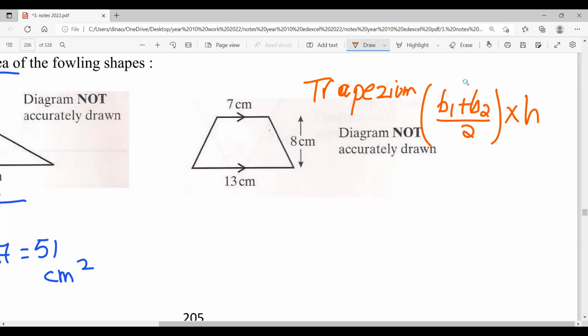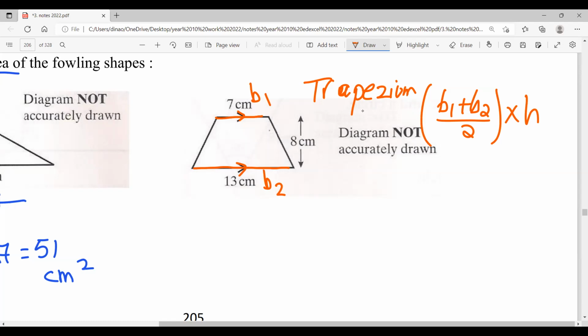The bases of the trapezium are these two sides over here that are parallel to each other. So how do I know what the bases of the trapezium are? The sides that are parallel, these are called base 1 and base 2. Why are they called base 1 and base 2? Simply because, as you can see, they are of different length.